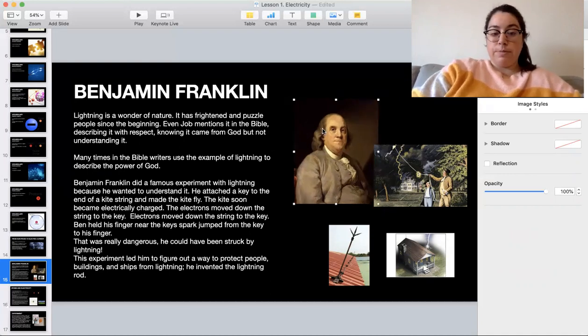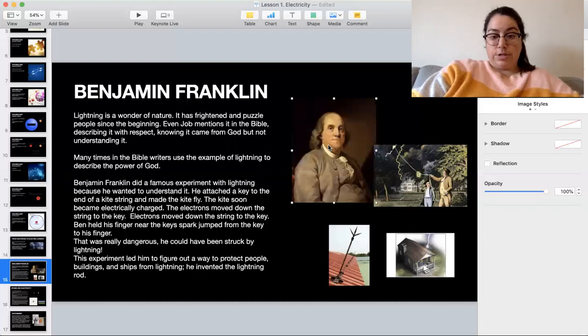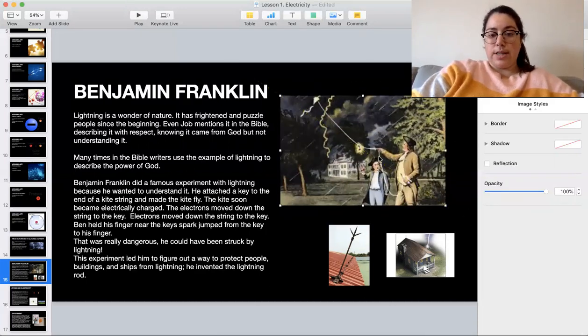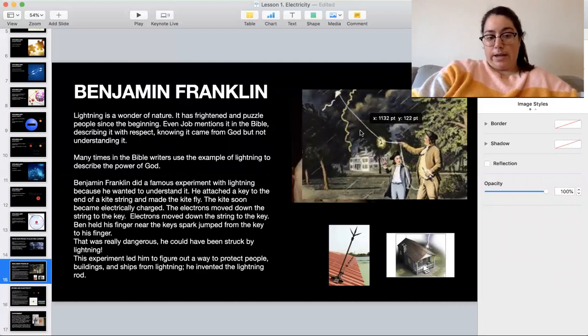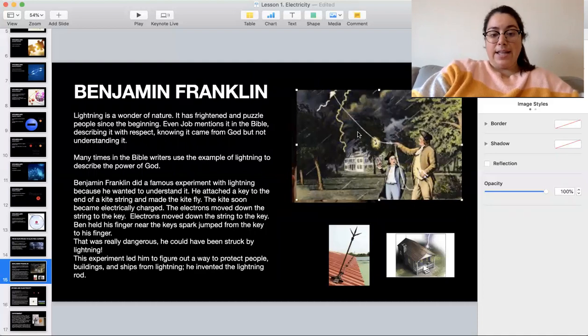This man, Benjamin Franklin, did a famous experiment with lightning because he wanted to understand it. Remember that lightning has to do with electricity, and I'm going to explain more in a moment. So what he had is a key and a kite. He attached the key to a kite and made it fly during a storm. The kite soon became electrically charged, and I'm going to explain a little more about that in a moment.